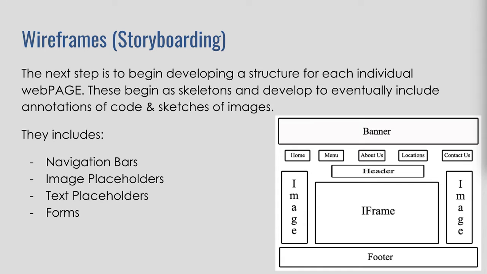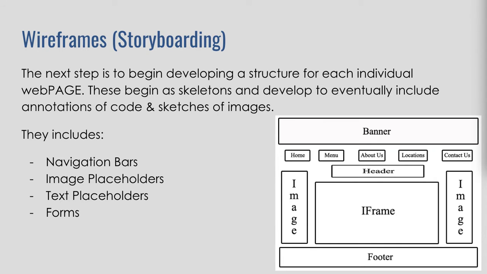This is where you're actually designing each individual page. Sitemaps are planning the site. Wireframes plan each individual page. These are really skeletons. We develop them over time and they move from skeletons to more fleshed out prototypes. But initially we start with some very basic boxes to indicate where are images going, where are buttons going, where will there be forms, where will there be text box.